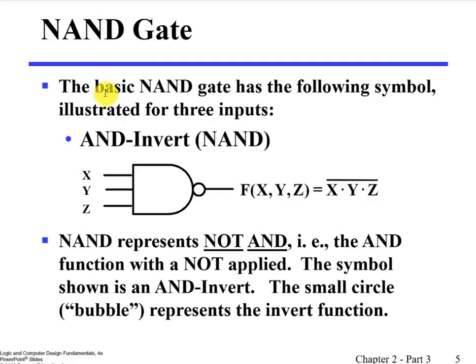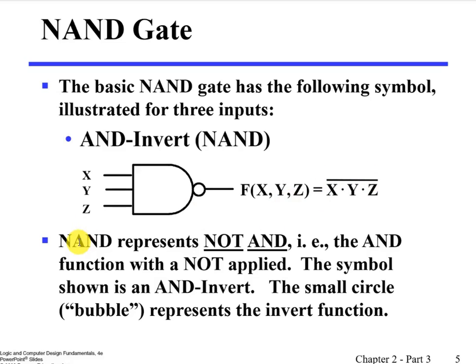Another type of gate is called the NAND gate. The basic NAND gate has the following symbol, as illustrated here, for 3 inputs. So NAND can be defined as an AND invert operation, right? So first AND, and then apply this symbol. The circle can be interpreted as invert, right? So look, these are X and Y and Z, and we invert.